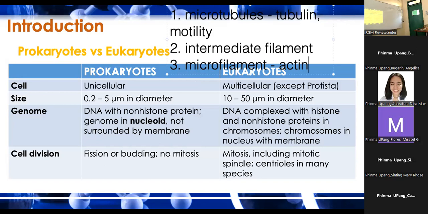Di ba meron tayong tinatawag na cytoplasmic streaming? Pag sinabi natin cytoplasmic streaming, the ribosomes, the endoplasmic reticulum, gagalaw-galaw inside the cytoplasm, that's your cytoplasmic streaming. That's because of your microfilament. So again, they are organized from the largest to the smallest: you have your microtubules, intermediate filament, and microfilament, all of which can only be found in eukaryotes.